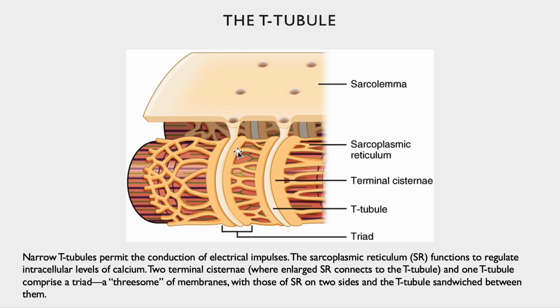So here we have a closer view of the T tubules. You have there the sarcolemma. It looks like cheese. You have these little holes that communicate, or allow the spread of the action potential down the T tubules, that are in contact with this structure here, that is the sarcoplasmic reticulum.